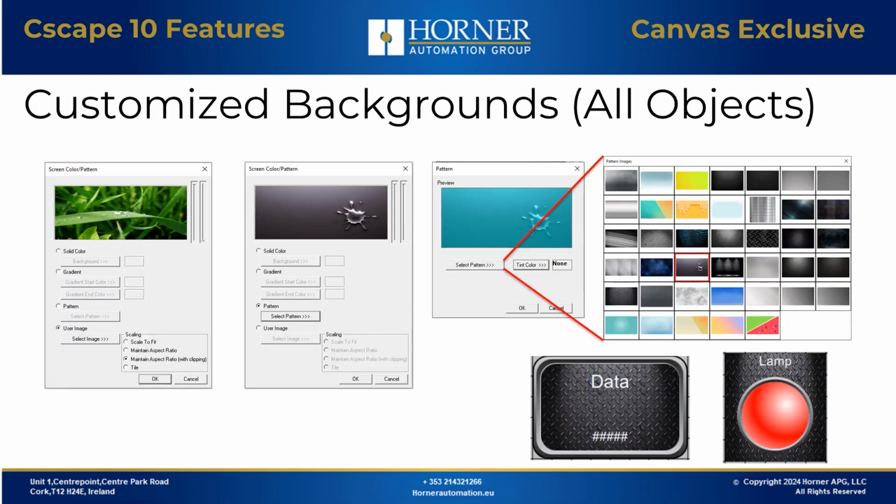As well as this, with Cscape 10 and Canvas, you now have the ability to completely customize your background for all objects. Traditionally, with object backgrounds and screen backgrounds in Cscape and OCS units with standard graphics, you can simply change the background color. With Canvas, you have the ability to select a custom image as your background or from a variety of patterns, and you can also change the color scheme and modify some of these patterns. So you have a lot more choices for backgrounds with objects in Canvas.